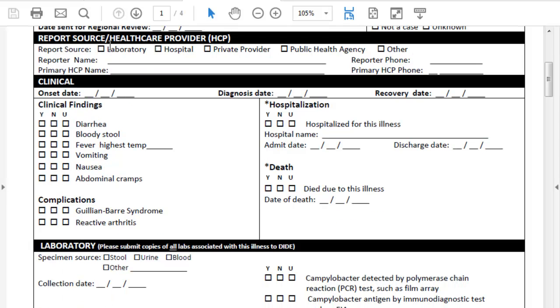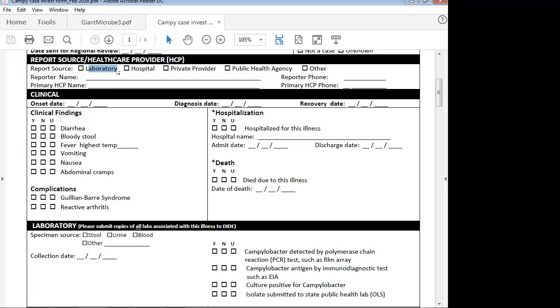The next section is the report source. This will usually be laboratory, unless the hospital or provider office calls you.